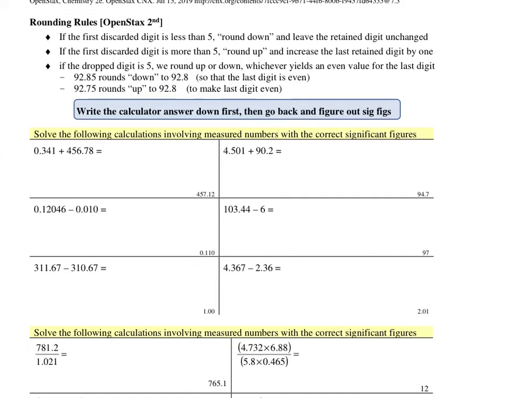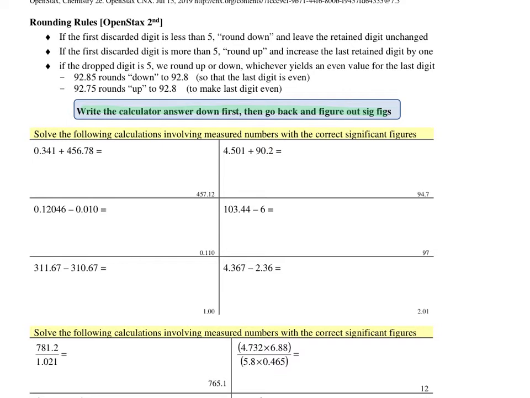We are going to practice doing some simple calculations involving measured numbers and correctly reporting the answer with an appropriate number of sig figs. The sig fig rules we're going to use are printed at the top of this page. They are also in your notes. Most importantly, when you do these problems, you want to remember to write the calculator answer down and then go back and worry about sig figs.